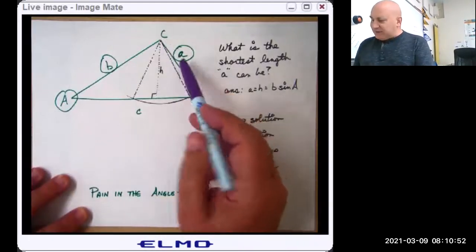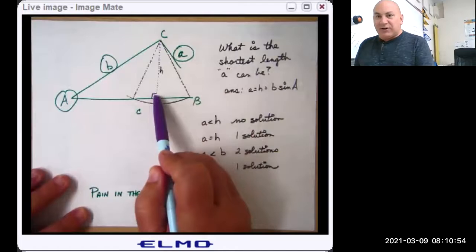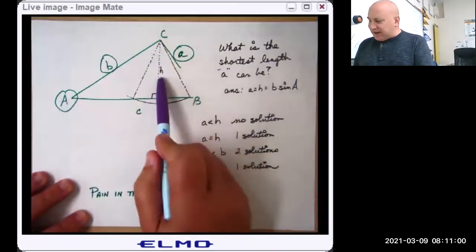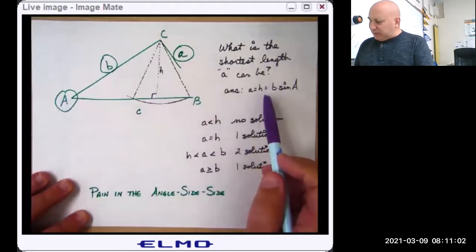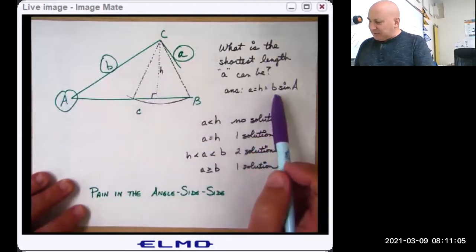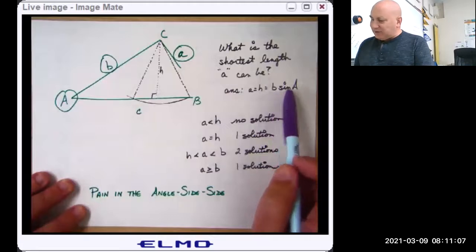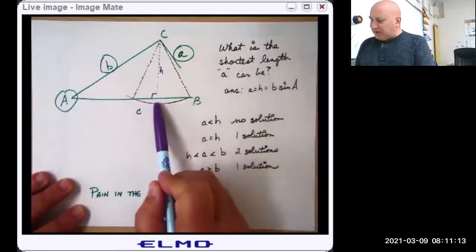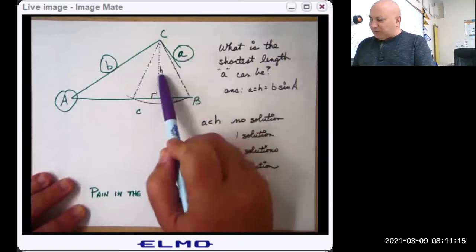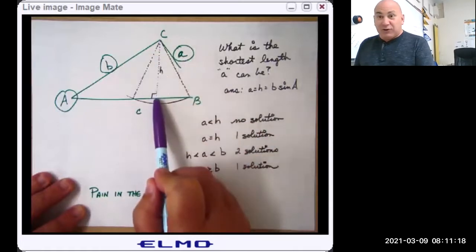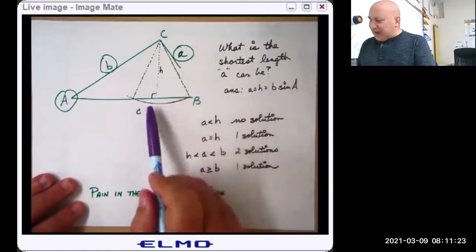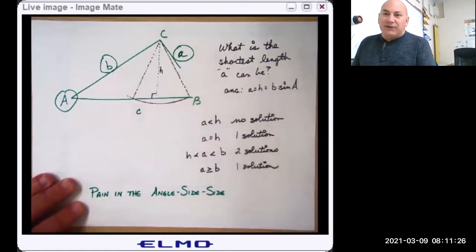How long does that have to be? Well, we drop a perpendicular from this point down to this line, and we'll call that h. You can see pretty quickly that little b times the sine of A would give us this. So if little a is shorter than this perpendicular distance, which is the shortest possible distance, there's no solution. If a is exactly equal to h, there's only one solution, and that's the right triangle.